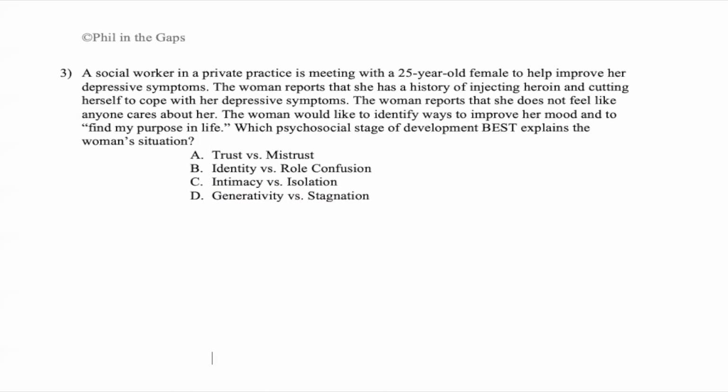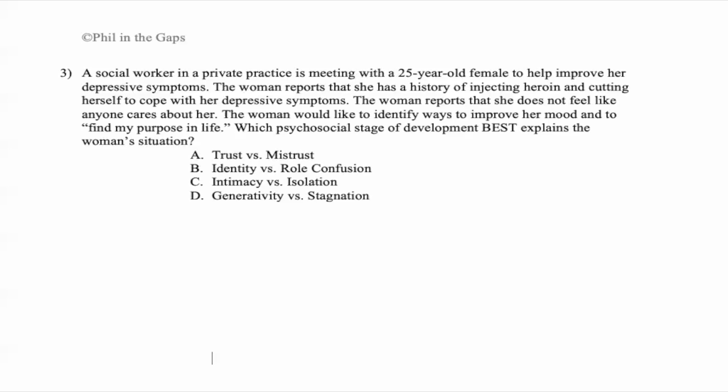Question 3. A social worker in a private practice is meeting with a 25-year-old female to help improve her depressive symptoms. The woman reports that she has a history of injecting heroin and cutting herself to cope with her depressive symptoms. The woman reports that she does not feel like anyone cares about her. The woman would like to identify ways to improve her mood and to find my purpose in life. Which psychosocial stage of development best explains the woman's situation?